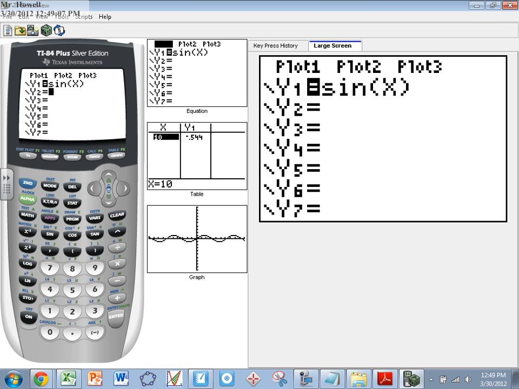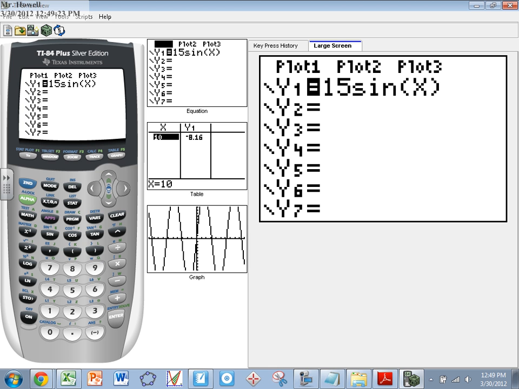Okay? All right, so let's make this a little bit taller. So what should I put in front? 2? A little bit more than that. Let's say 15. Okay? So clearly 15 is going to go off our graph. That's fine. I did this on purpose so that you know sometimes you have to reset your window.